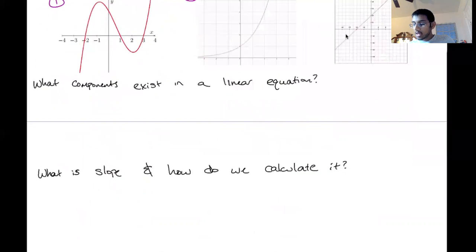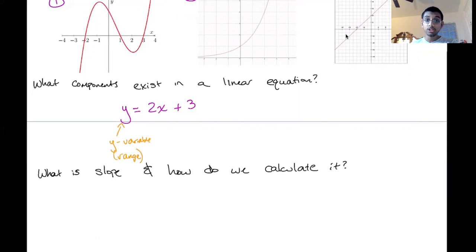So let's see. What components exist in our linear equation? Let's use that same exact one I just showed you. So I had y is equal to 2x plus 3. The first component we have is, we'll just call it y for the time. The y variable, you may hear it referred to sometimes as the range in your math classes. But range is just another way to say y. I'll go more in depth on this in another video, but right now just know that this is y.